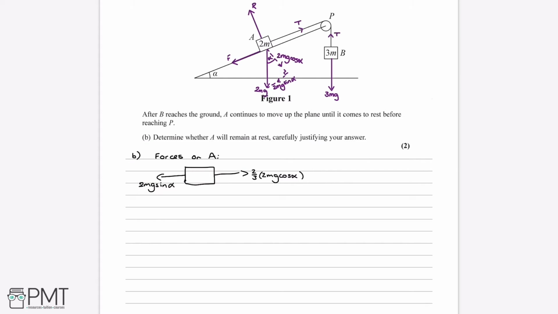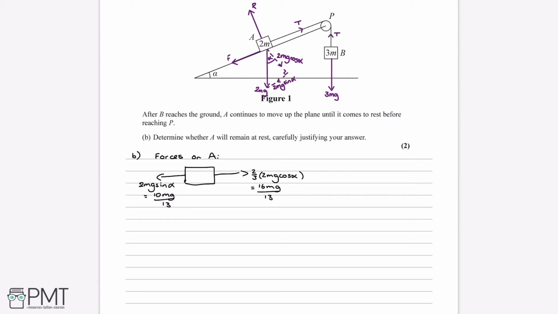Now, if we actually solve what these are using the triangle from before, that had the sine alpha cos alpha on it, then we know that 2mg sine alpha is equal to 10mg over 13. And if we do the same thing with the frictional force, we know the frictional force is equal to 16mg over 13. And if we look at these two values, we can see that this force over here, 16mg over 13, is greater than the component of the weight, 10mg over 13. And if the frictional force is greater than the gravitational force, that means that the force acting upwards is greater than the force pulling it down, and therefore A will remain at rest because it's keeping it in place.